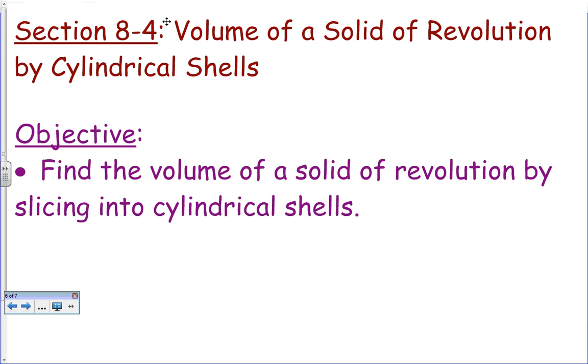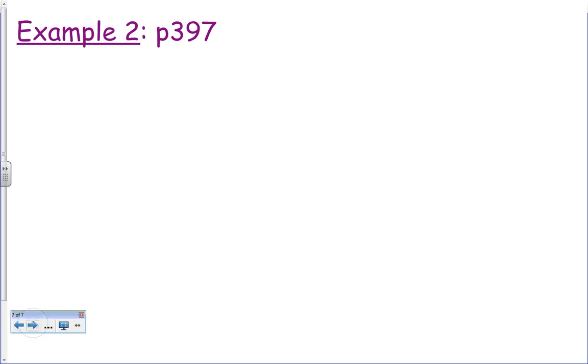Section 8-4 is on the volume of a solid of revolution by cylindrical shells. The objective of this section is to find the volume of a solid of revolution by slicing into cylindrical shells. So let's take a look at another example here.